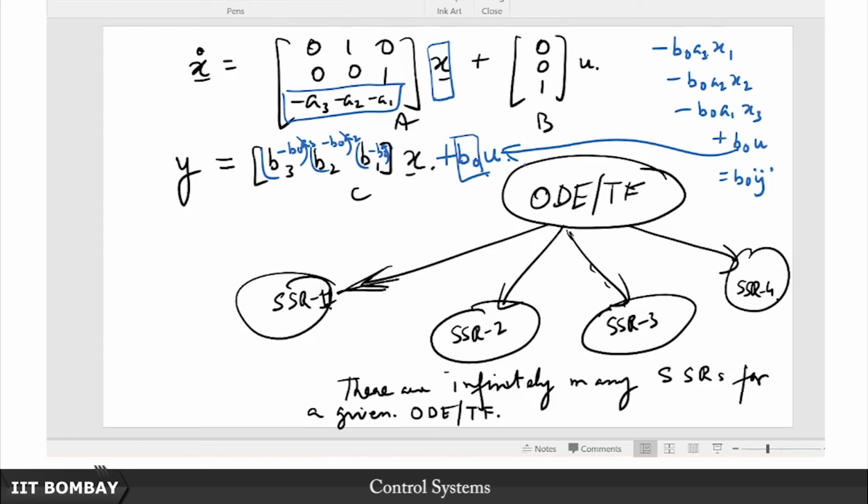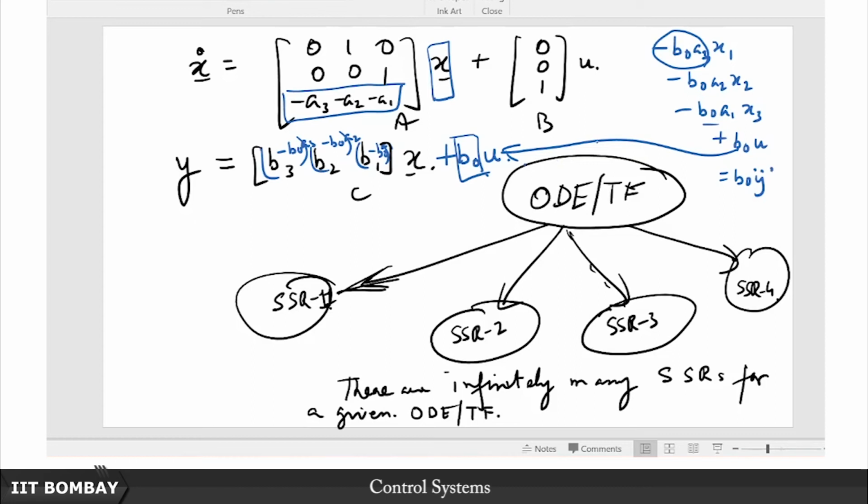To that you now subtract this. So therefore you have B3 minus B naught A3, B2 minus B naught A2, B1 minus B naught A1. That's it. So that's the modification. Whether you do it algebraically or you do it using that block diagram, this is how it is.